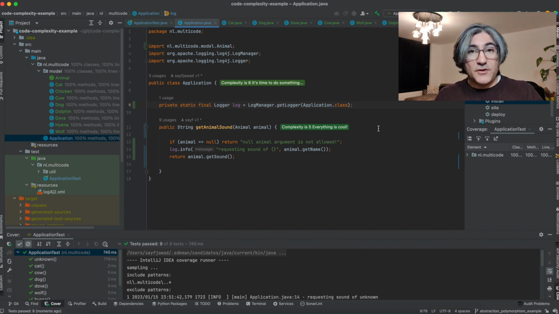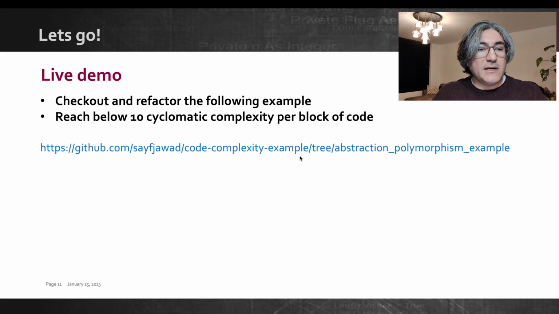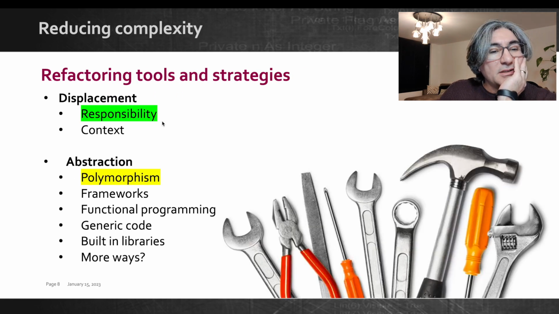I hope it was helpful for you. If you have complex code that uses a lot of if-elses and switch statements, then you can use this method. I use it quite often together with the displacement method, but there are more. And if we go back to the presentation, let's see what we can do next time. So yeah, we did displacement by responsibility, and abstraction by polymorphism. Maybe I'll go ahead next time and do either using frameworks or functional programming.